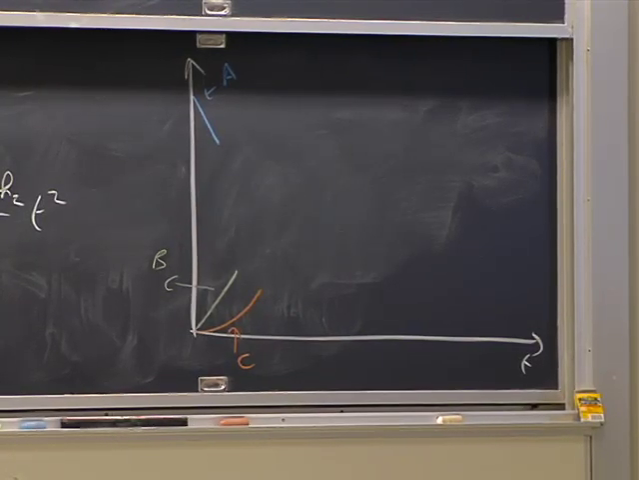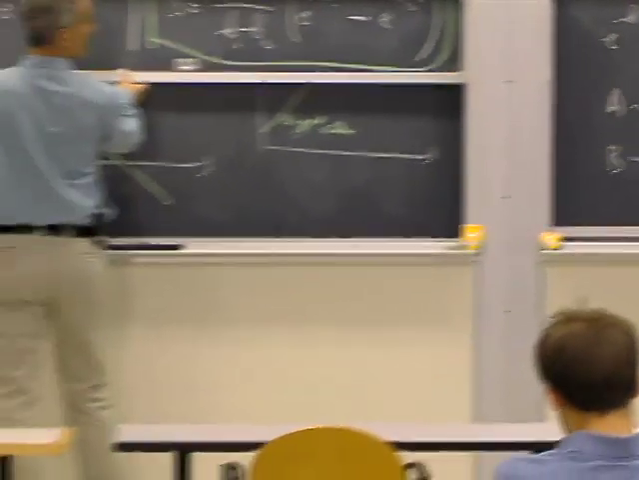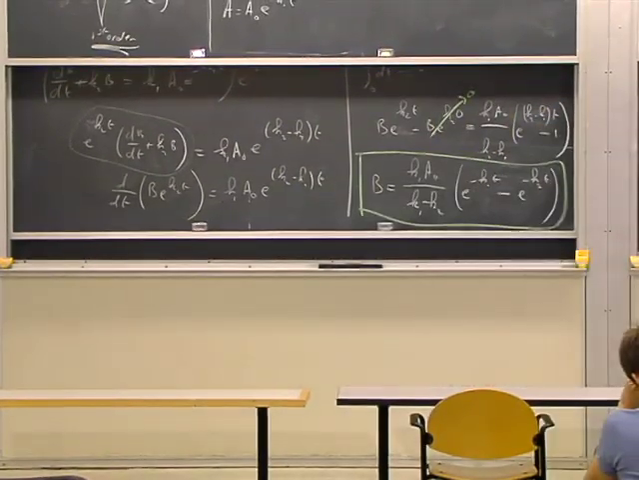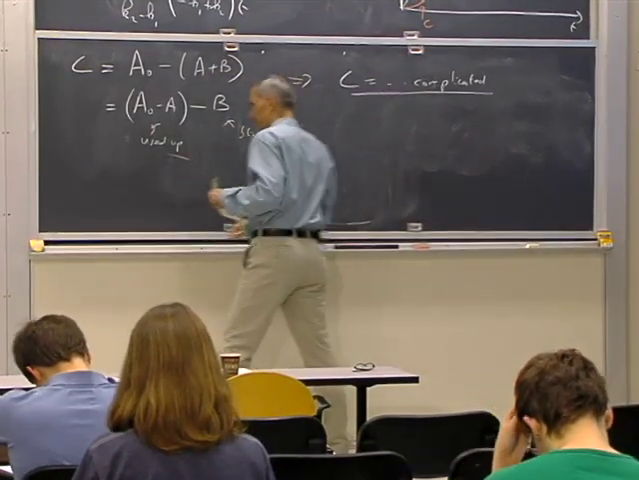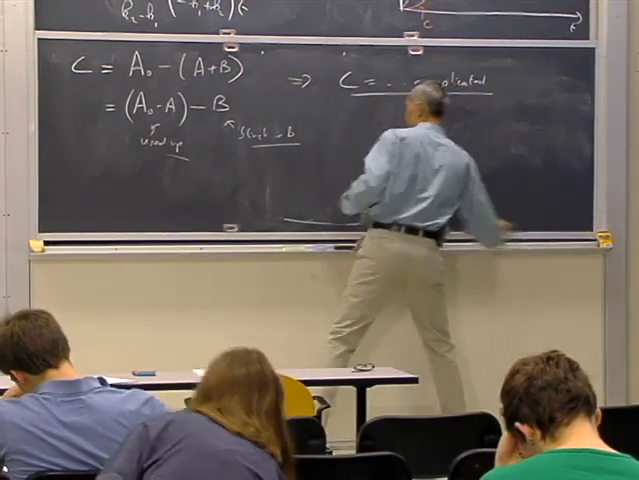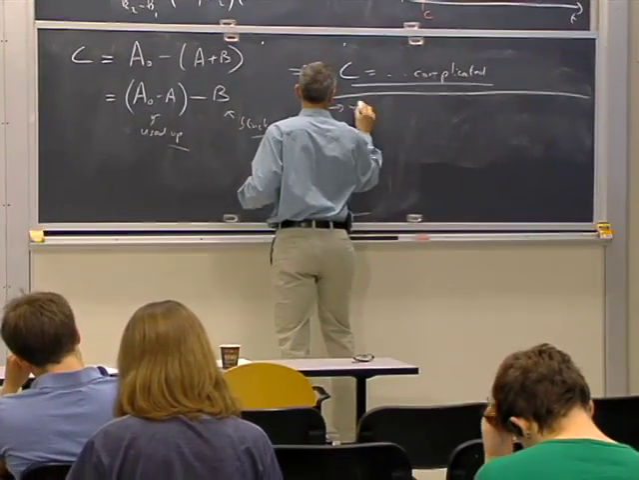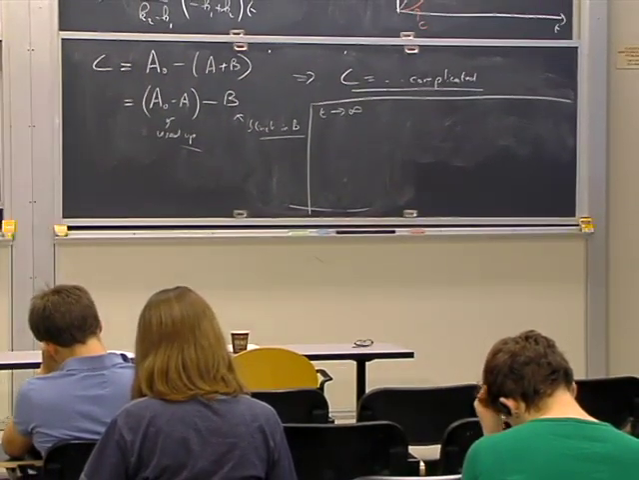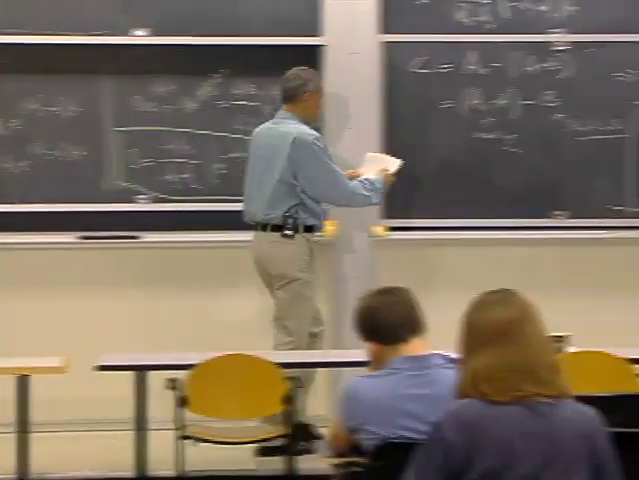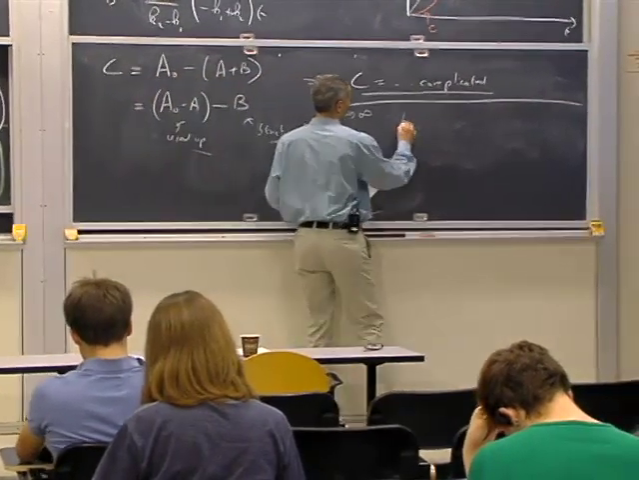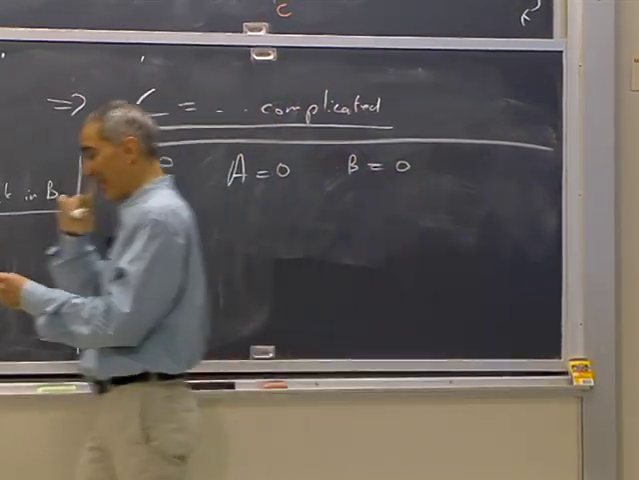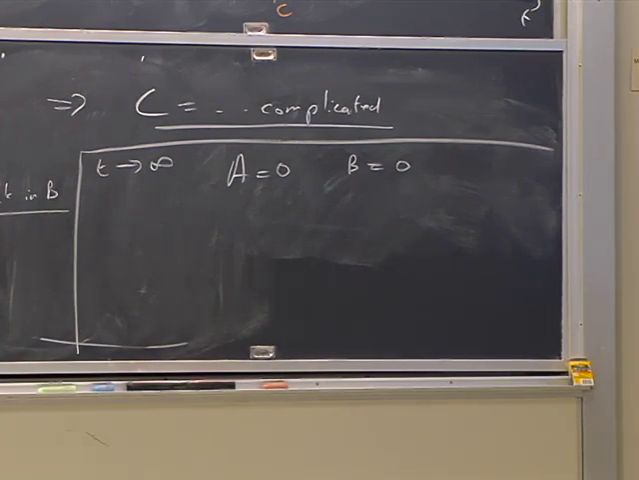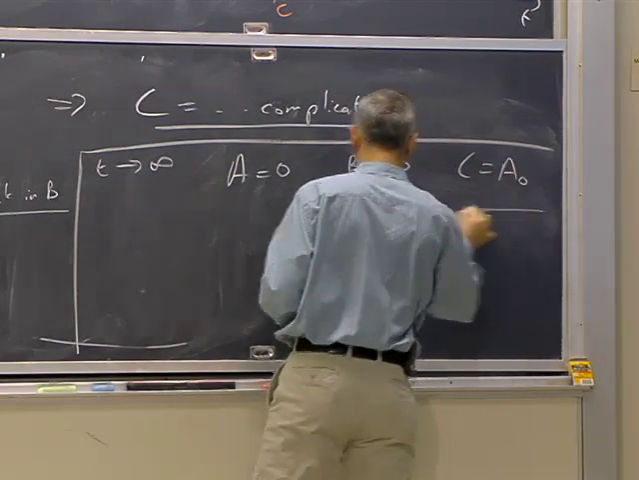That's our first approximation. Then we go to late times, t equals infinity. Here I know that I'm allowed to go to zero, or to a constant, because infinity is forever. So at t infinity, I'm going to use up all of A, so A is going to be equal to zero. I'm going to use up all of B, so B is going to go to zero somehow. And C is going to go to A naught at infinity.